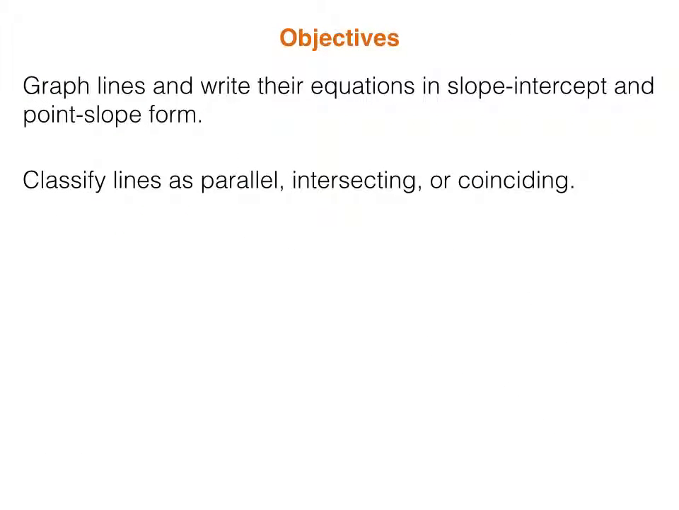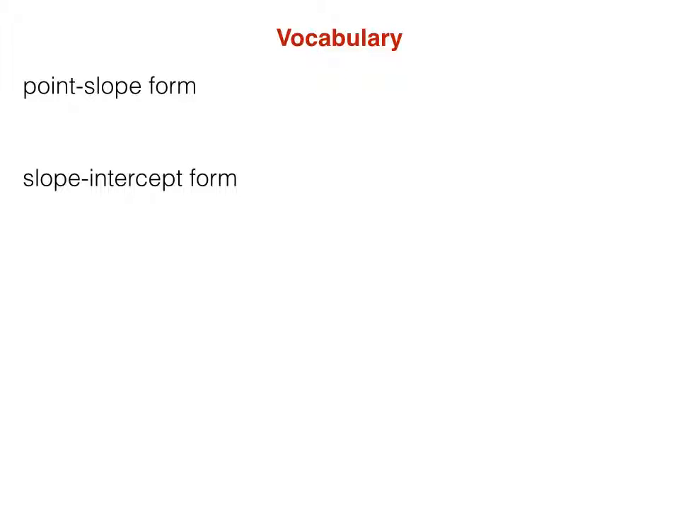Our objectives today, we want to graph lines and write their equations in slope-intercept and point-slope form. We also want to classify lines as parallel, intersecting, or coinciding. Two new vocabulary terms: point-slope form and slope-intercept form.